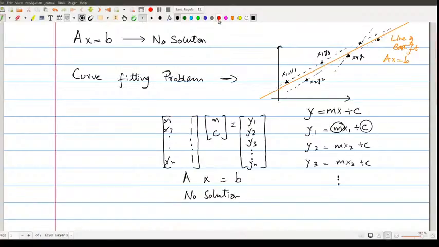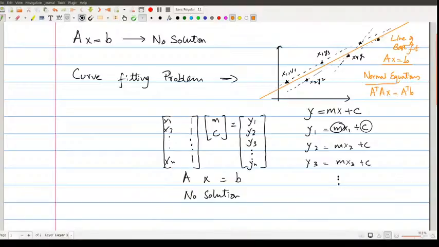The short answer is that in statistics, instead of solving Ax = b, we don't solve that equation. We solve a modified equation called the normal equations. That equation is not Ax = b, it is A^T A x = A^T b. That is, we multiply both sides by A transpose, right?